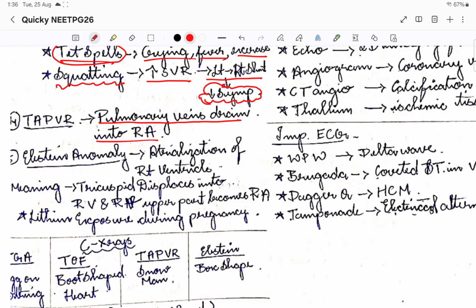And because of the arrangement, it would look like a figure of 8. Okay, so we'll come back to the x-ray. Okay, x-rays of all these things, so I'll explain it to you over there.